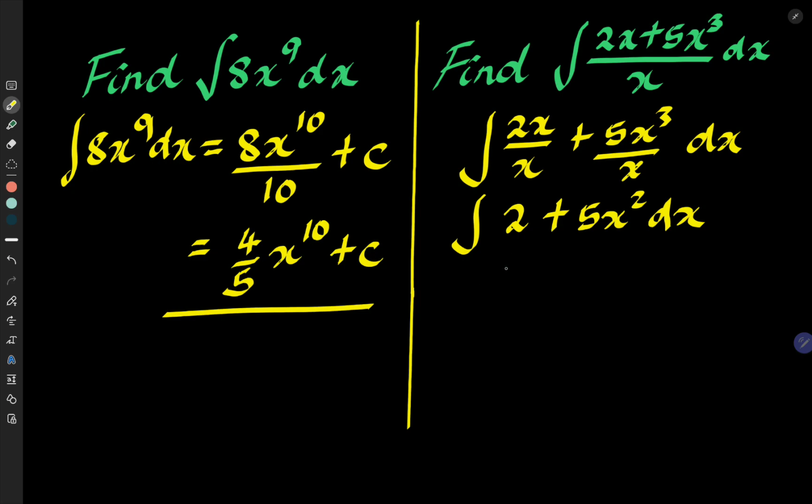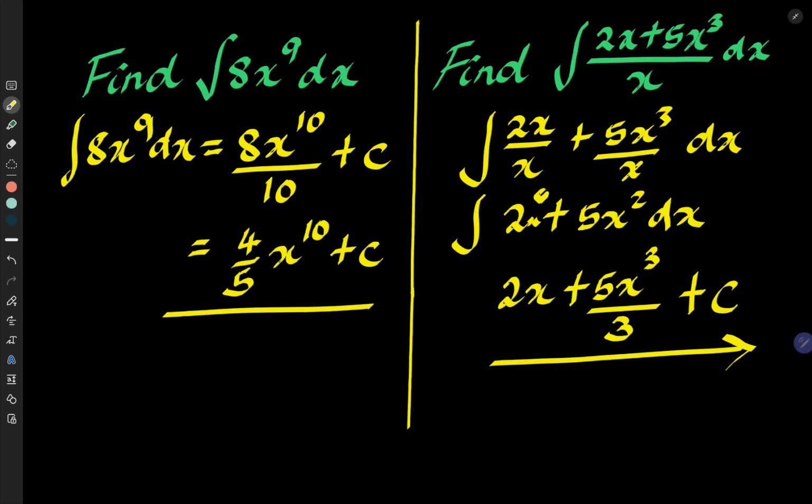Now the integral of 2, remember there is an x to the power 0 here. So you add 0 plus 1. That's why we put now a new 2x, because that x to the power 0, 0 plus 1, that will be 1. Then divide by 1, that will be just 2x. Then plus 5x to the power 2 plus 1, 3, then divide by 3, remember, plus a constant c. And that is how you determine the integral of 2x plus 5x cubed divided by x.